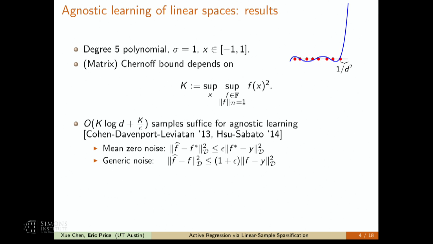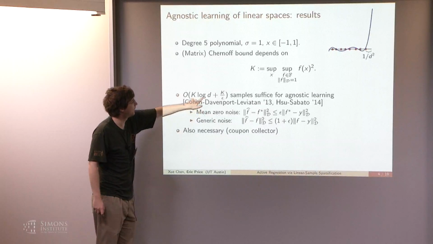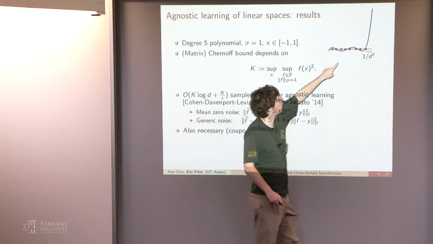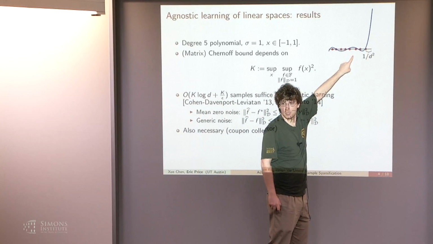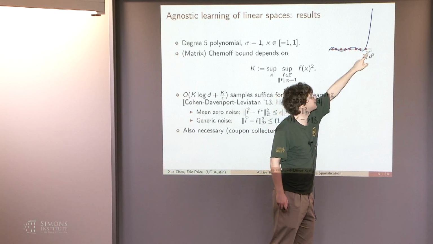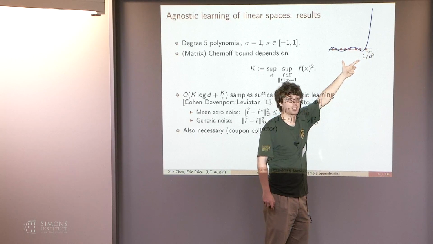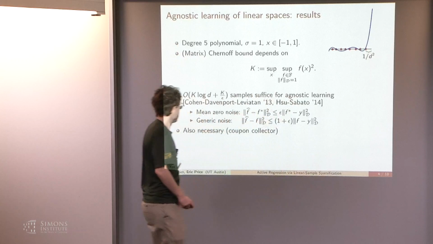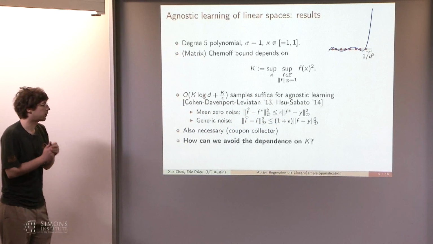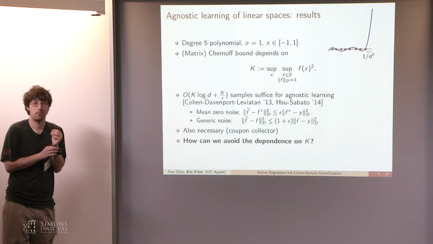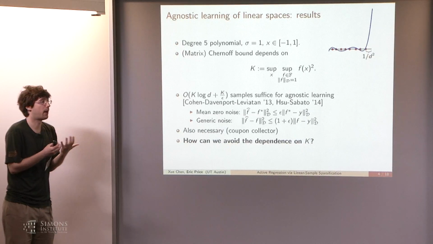But there's this k, and this k, right? So you also need the k log d, and you have this k that's necessary, and it's necessary, as you see, from the polynomials. If I don't take d squared samples, I'm not going to see anything there, and adversarial noise can make it look just like the 0 function. And so the question is, can we avoid this dependence on k, but through some other way of accessing the data?